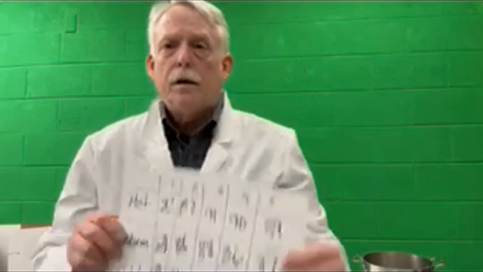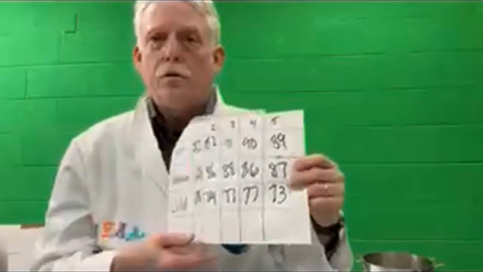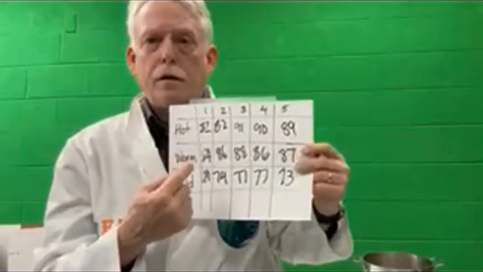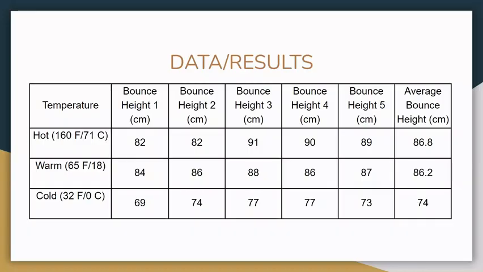Okay, I completed my investigation by dropping each ball 5 times from the same height and measuring how high each ball bounced. I did it 5 times for hot water, 5 times for room temperature water, 5 times for cold water. This is my data chart to show you that I recorded each bounce height for each of the 5 trials. So I took my raw data chart that I hand wrote and I copied it over onto this chart to make it look neater. And as you can see, I have 5 bounce heights for each ball and an average bounce height.